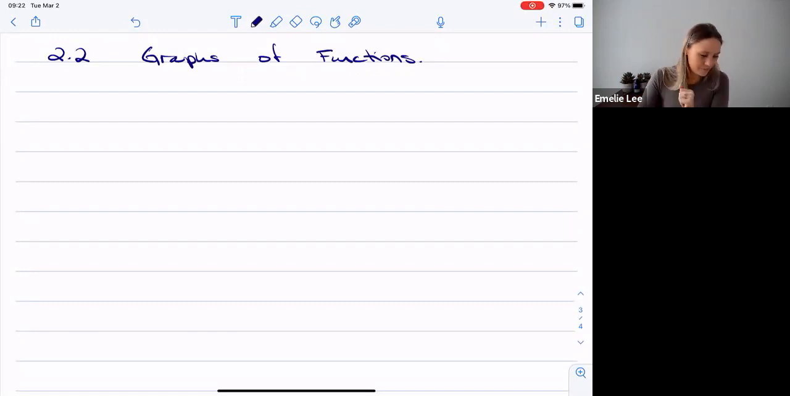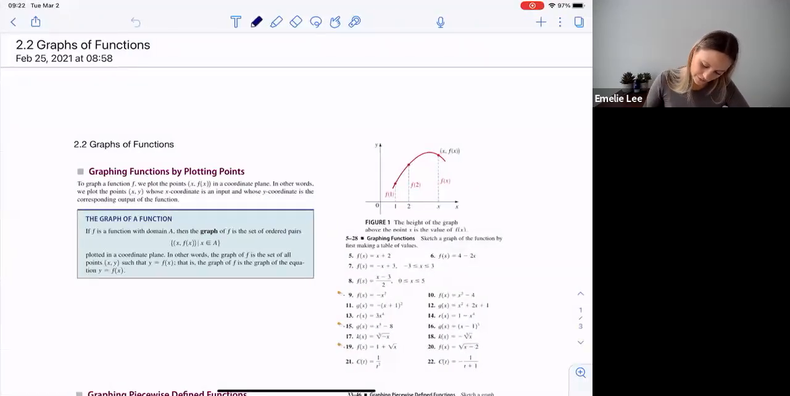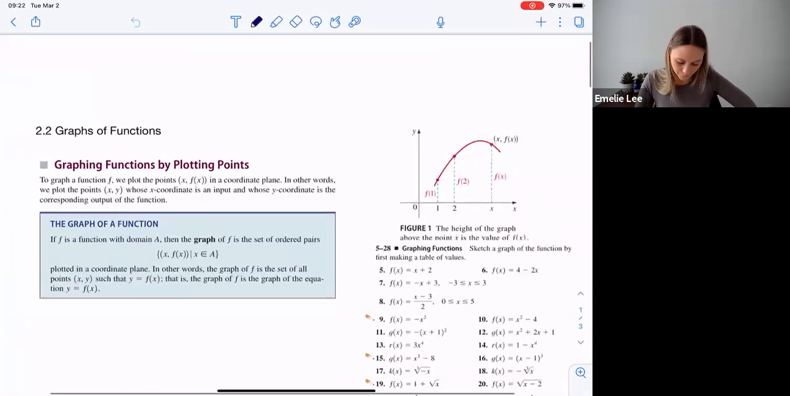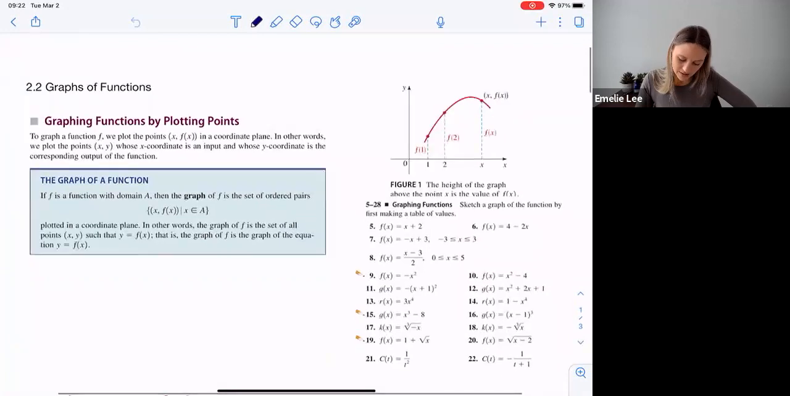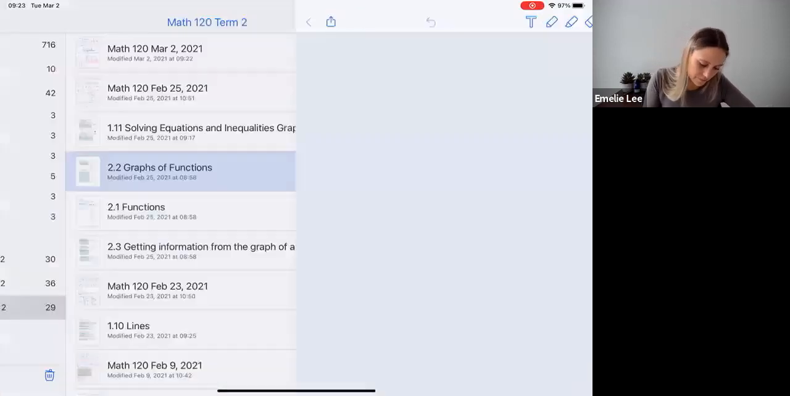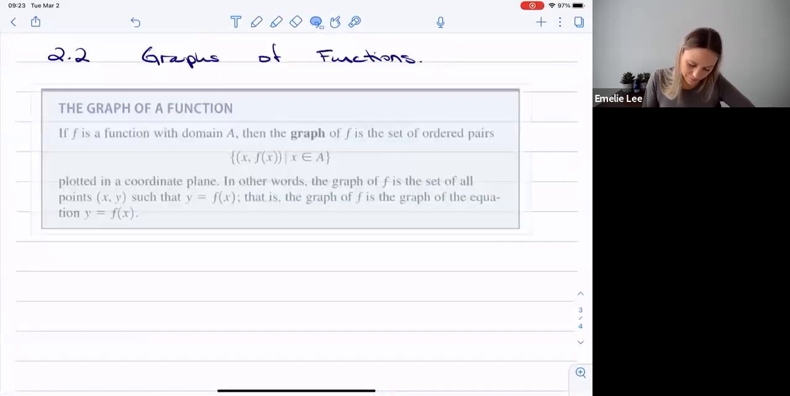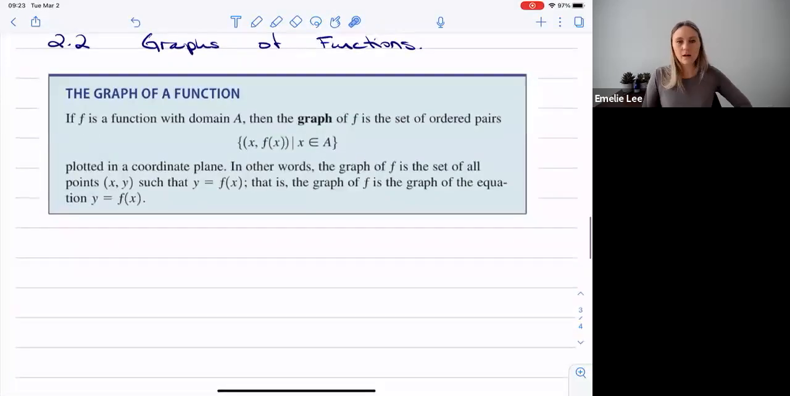So for a graph, what we need to think about is, I've already assumed that you know a little bit about ordered pairs, right? So a graph of a function is just going to be all the ordered pairs mapped out on the xy plane.